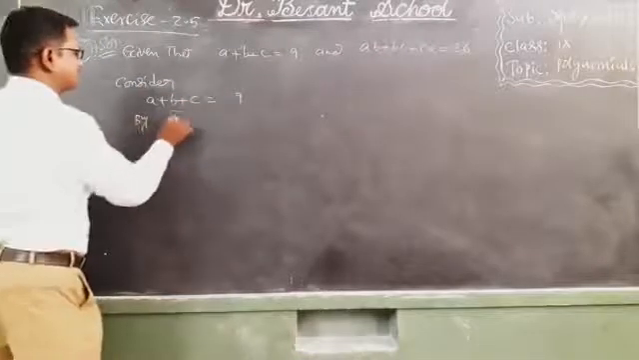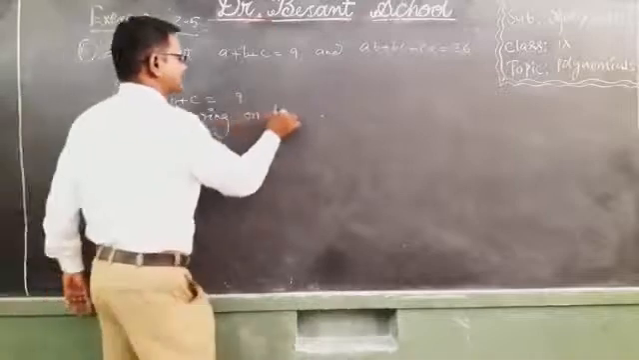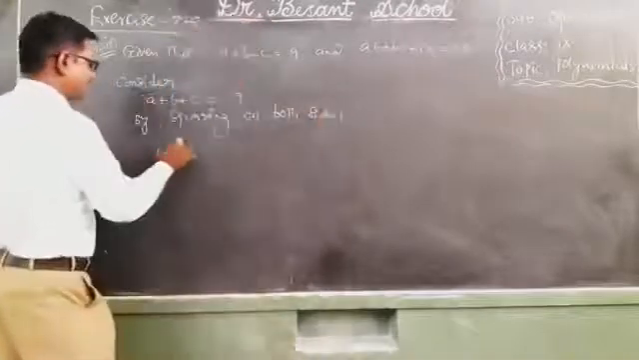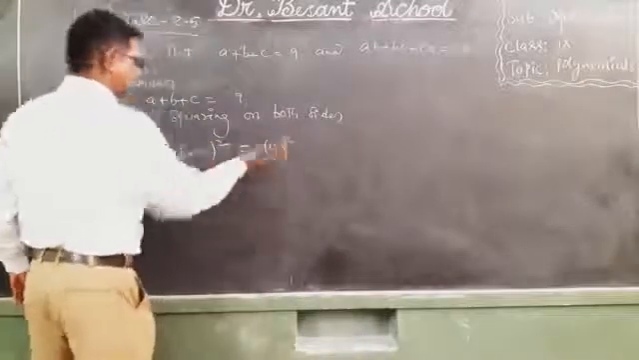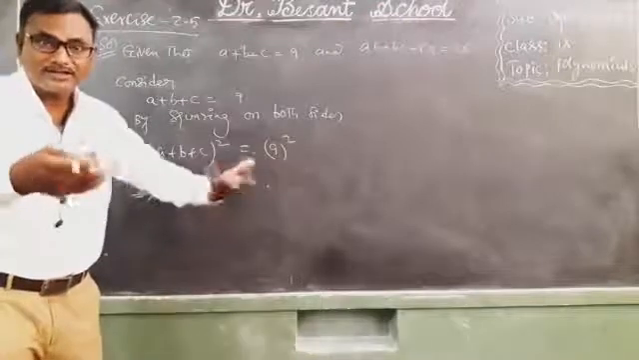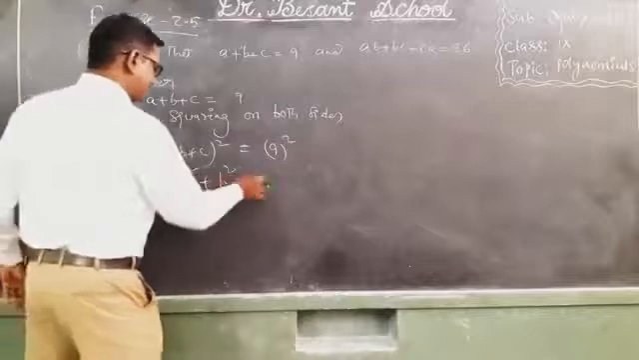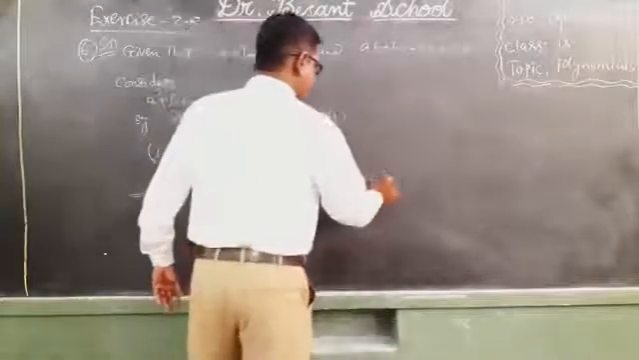After this, by squaring on both sides. Verify. (a + b + c) whole square equals 9 square. We have a formula for (a + b + c) whole square. Tell me. Yes. a square plus b square plus c square plus 2ab plus 2bc plus 2ca.